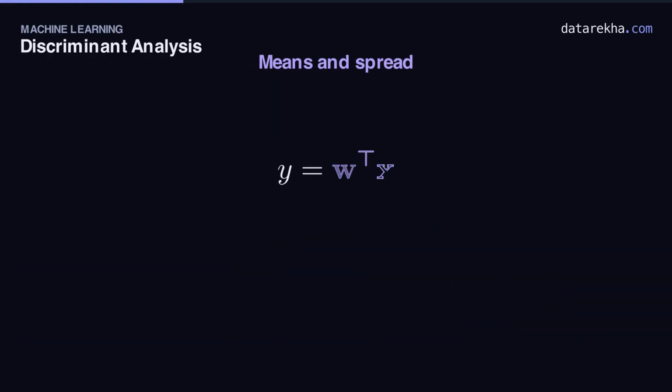Let's put symbols on it. Choosing a direction is choosing a unit vector W. Projecting a point X onto that line is just one dot product. Y equals W transpose X. Every point becomes a single number. Two quantities matter after projecting. The projected mean of class K is W transpose mu K, where each class lands on average. And the projected spread of class K is W transpose S_K W, where S_K is that class's own covariance matrix that measures how wide the hump is.